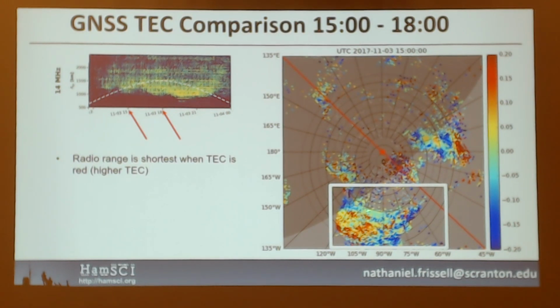This is what's derived from the dual frequency GPSs. So red means that you have a higher number of electrons between the ground receiver and the GPS satellite, and blue is lower. So I'm going to play you this movie that goes between these 2 arrows, so from 15 to 18 UT, and you should look for areas of red and areas of blue coming through here. And you'll see that the radio range up here is shortest when the TEC is red or higher.